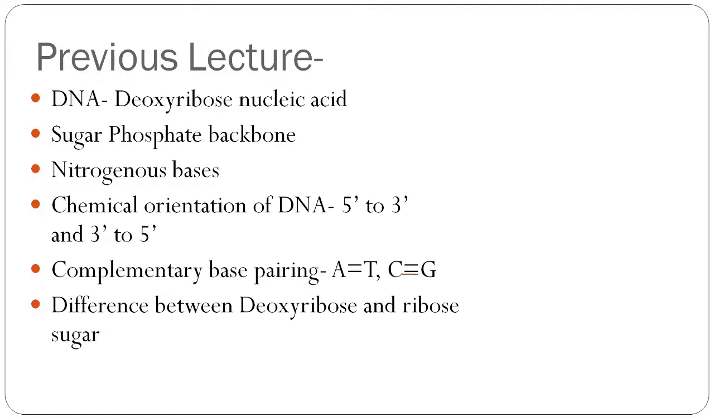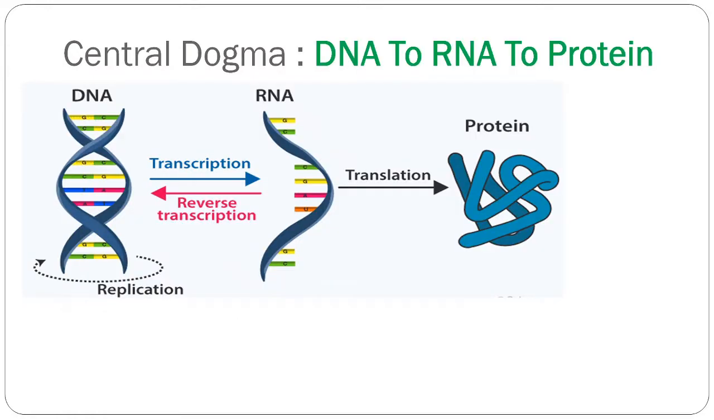We have also learned the difference between the deoxyribose and the ribose sugar. So in today's lecture, we are going to first see the central dogma, then the three replication models, and lastly the Meselson and Stahl experiment. So moving towards our first point, that is the central dogma.